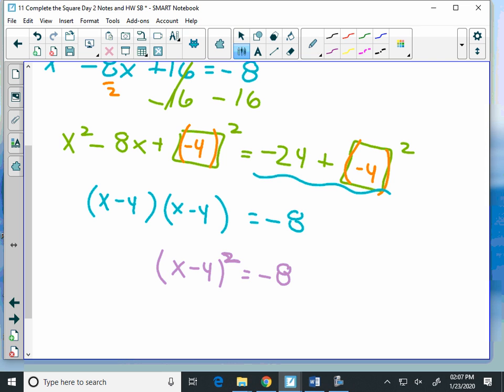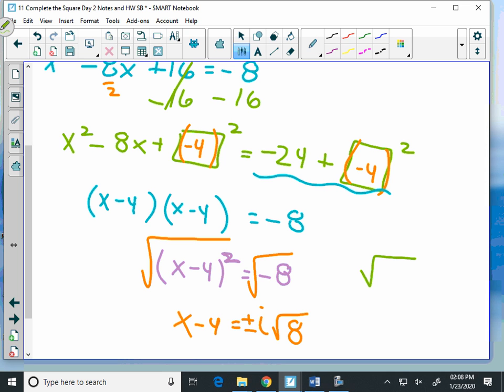Equals negative 8. And then what do we need to do? Square root. So we get x minus 4 equals, we took the square root, so what sign do we need? There's a negative, so what do we take out? And then the 8 becomes positive. Can we simplify radical 8? Yeah. What's the largest perfect square that can go into radical 8? How many times? What's the square root of 4?